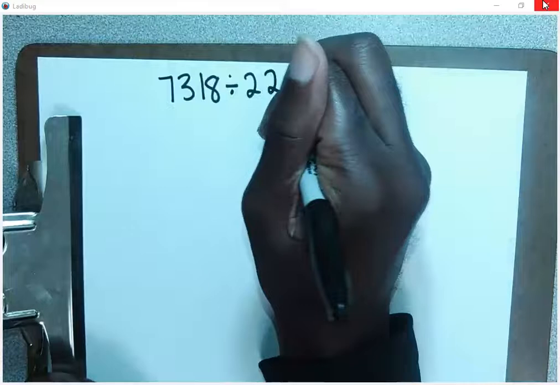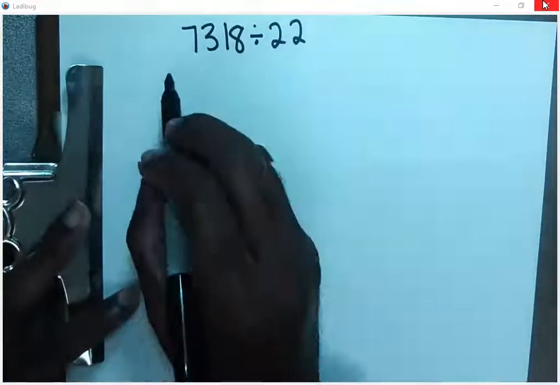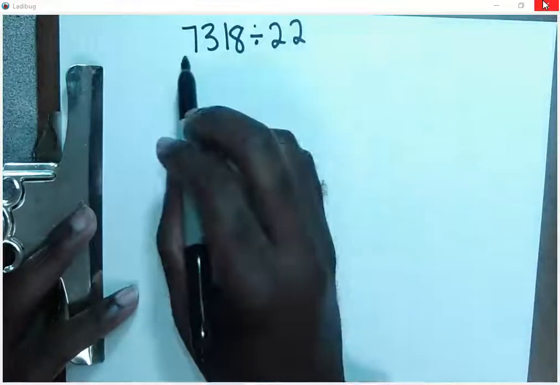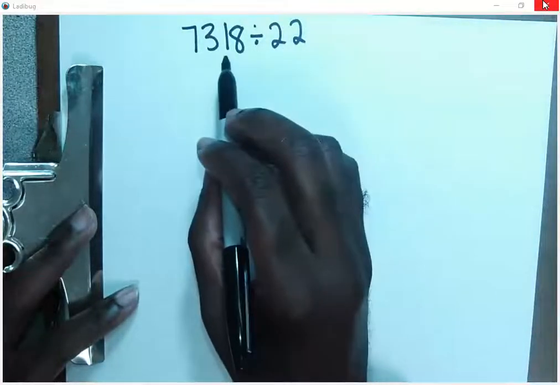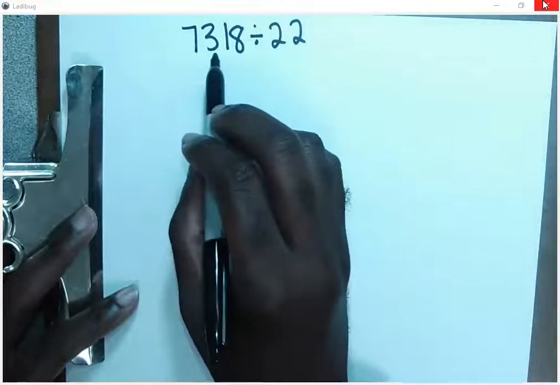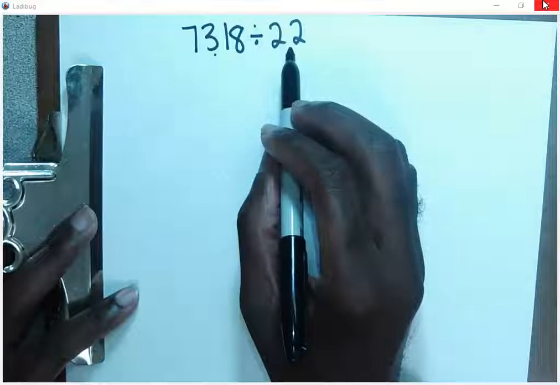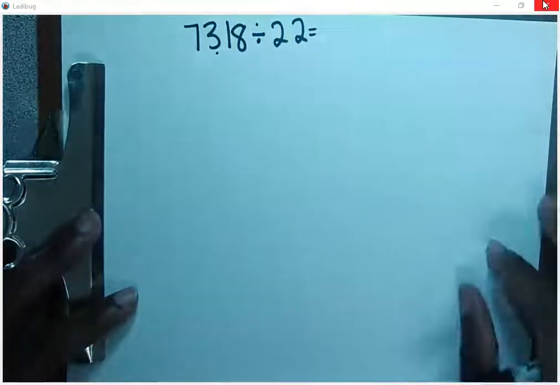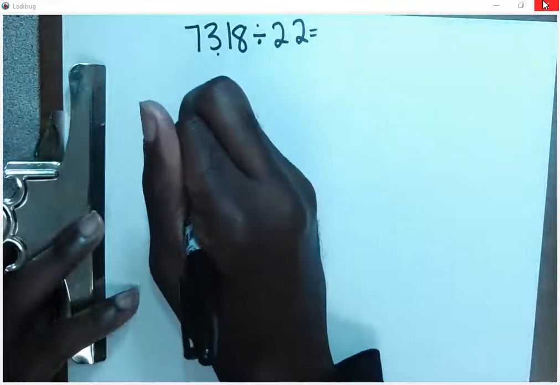22. All right, so now, once again, my dividend is what I'm dividing. My divisor is what I'm dividing by. And of course, my answer to this would be my quotient. All right, so now we have our house again.